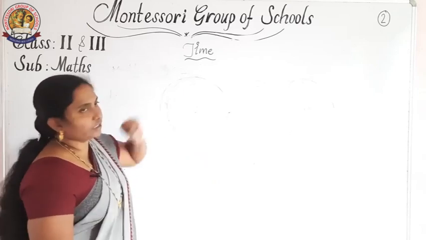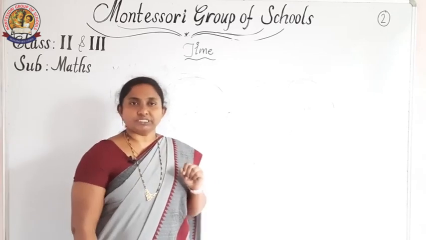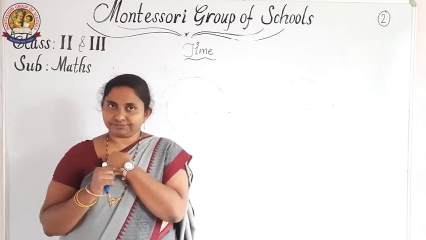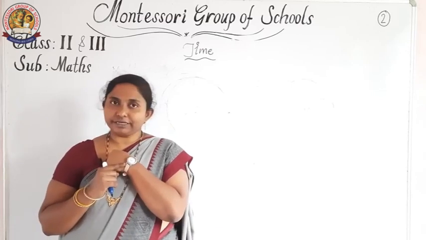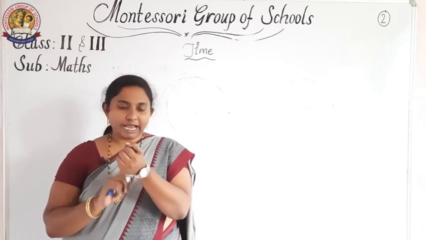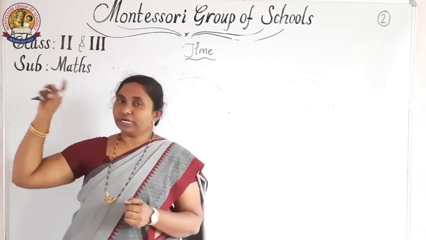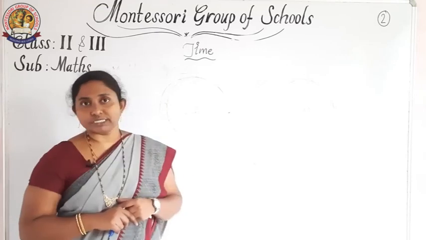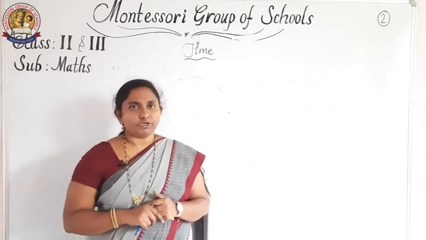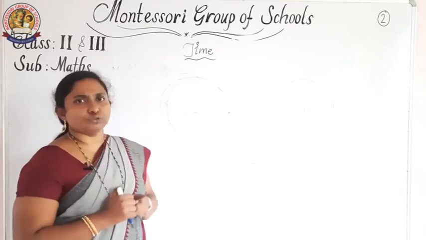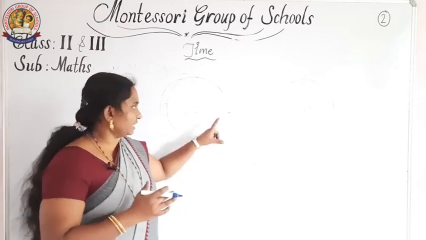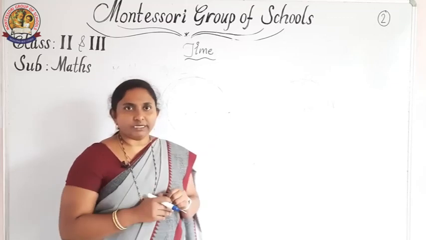Now I would like to explain how to measure time. Do you know what this is? Yes, this is a watch. We use watches on our hands and clocks on the walls. Time is very important in our daily life. So what is the use of time? We go to bed on time.